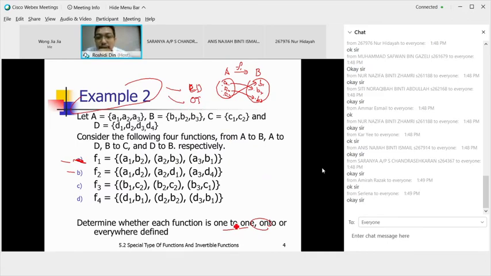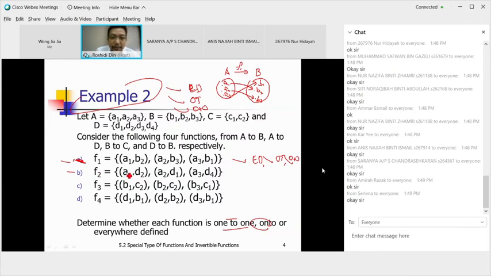Is it one-to-one? We look. One A here. Yes, one-to-one. 1, 2, 1. So F1 fulfills all the special types. This one covers all. So yes for everywhere defined, yes for onto, yes for one-to-one. So the second one, we look at F2.